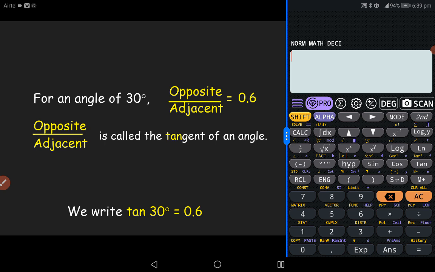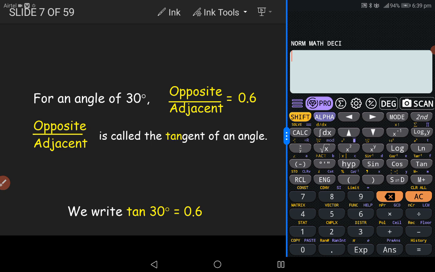So in mathematics, you write tan 30 degrees. The tangent, when the given angle is 30 degrees, is written as tan 30 degrees is equal to 0.6.